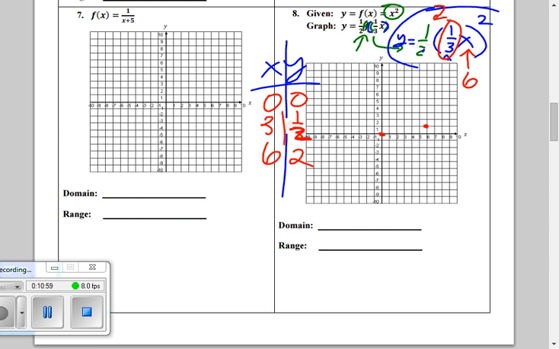So you can tell how stretched out this parabola is if it goes through these 2 points. We know it's kind of going like this, right? So this one's really stretched, really wide.